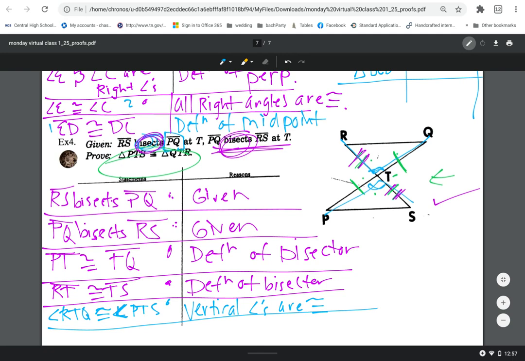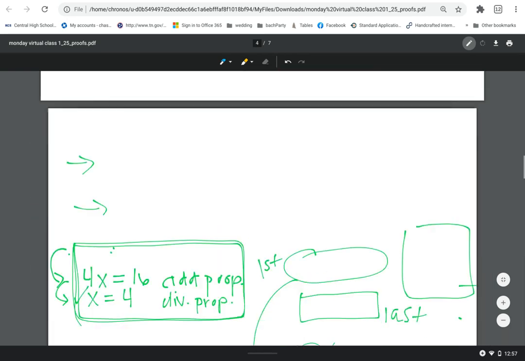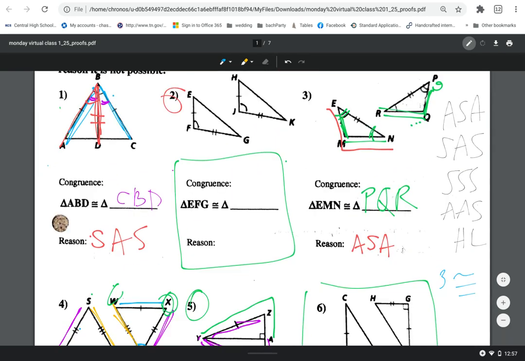All right, do I have 3 congruent parts in here? Yes. Now, how are these 2 triangles congruent? They're sassy. So triangle PTS is congruent to triangle QTR by what? SAS. Okay, fun times.